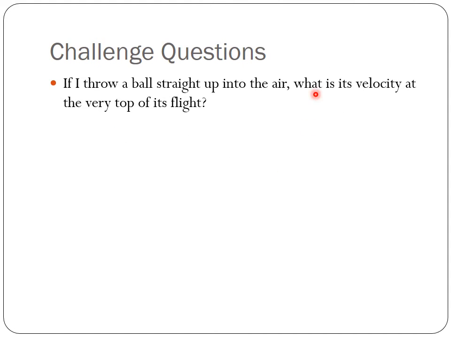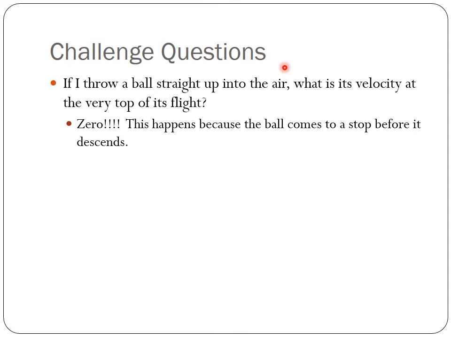So let's say I throw a ball straight up into the air. What is its velocity at the very top of its flight when it reaches its highest point? How fast is it moving? If you said 0 meters per second, you would be correct. This happens because the ball comes to a stop before it comes back down.